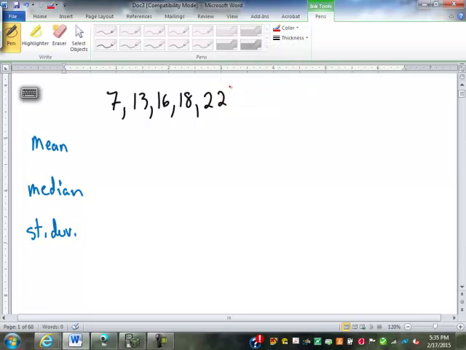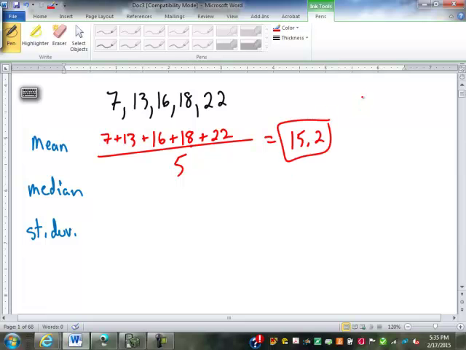How do we find the mean? Okay, we add them all up. So we're going to divide by 5. Okay. This will give us, what, 15.2, I believe. Somebody double check. That's right. Cool.